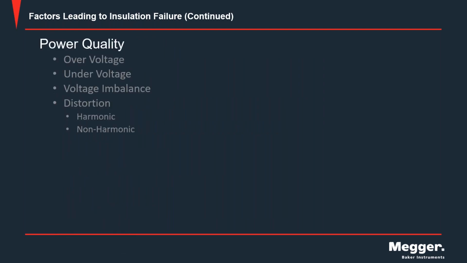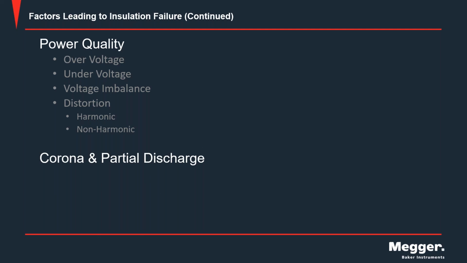Power quality, and Drew is going to spend a lot of time on power quality next week when he talks about dynamic testing or motor monitoring. Power quality: over voltage causes the iron core to heat, and we get heat from the middle of the motor out. Under voltage makes the motor draw more current in order to produce the same amount of torque, so it's going to cause heat. Voltage imbalance and distortion both cause heat in the motor, which is why we're concerned with those.